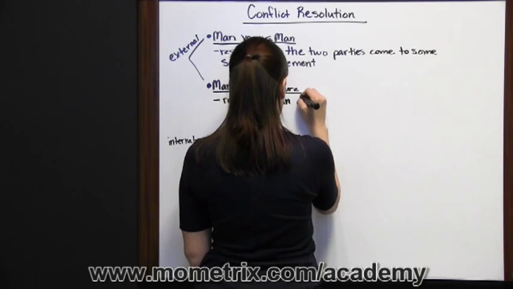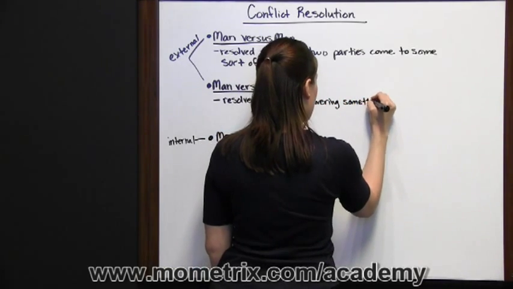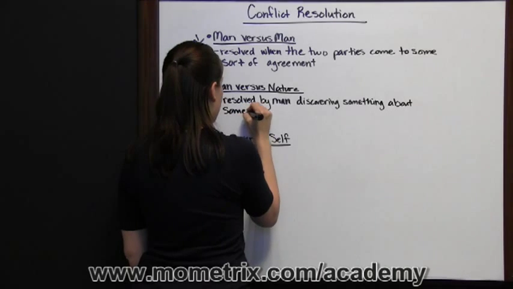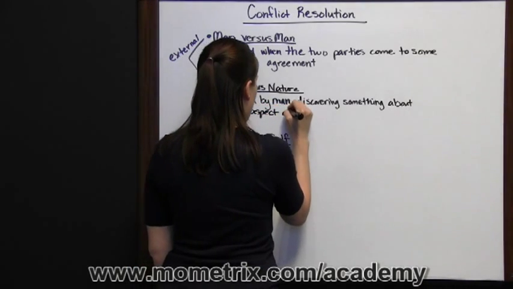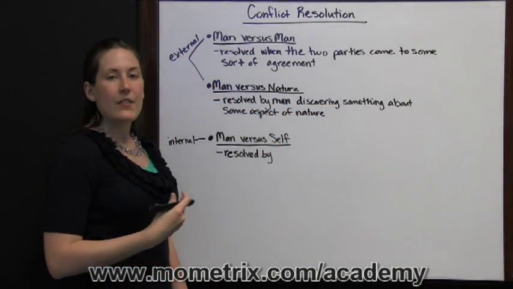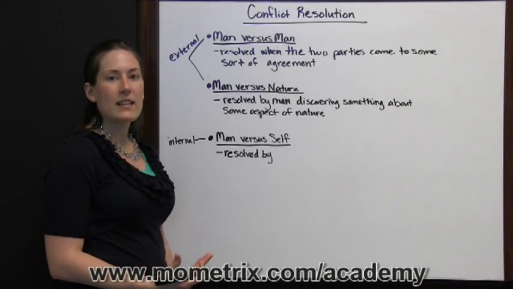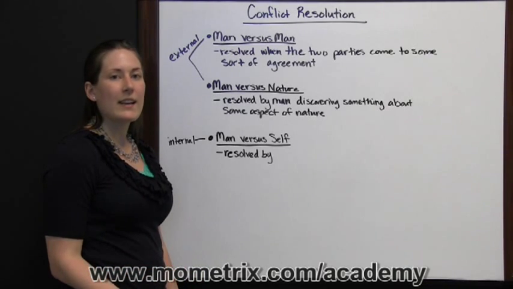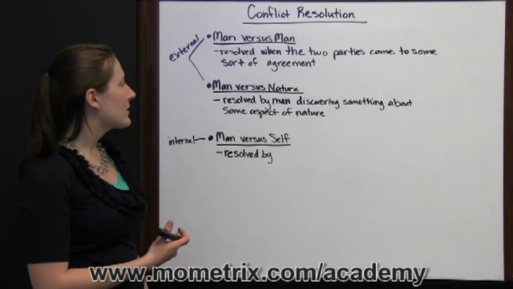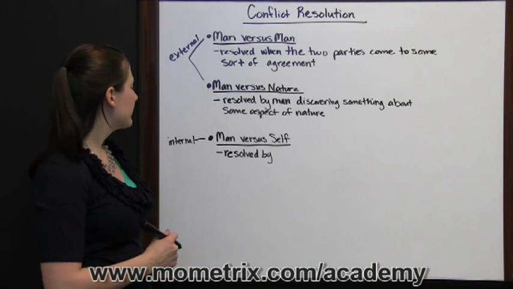man discovering something about some aspect of nature. So maybe they come to an understanding that they're not going to be able to fight nature. Nature's always going to win. Or maybe they come to the understanding that if you just go with the flow, nature will take care of you and everything will work out. It's going to depend on the story, how you're going to interpret the resolution, but usually man discovers something about some aspect of nature. They come to an understanding.